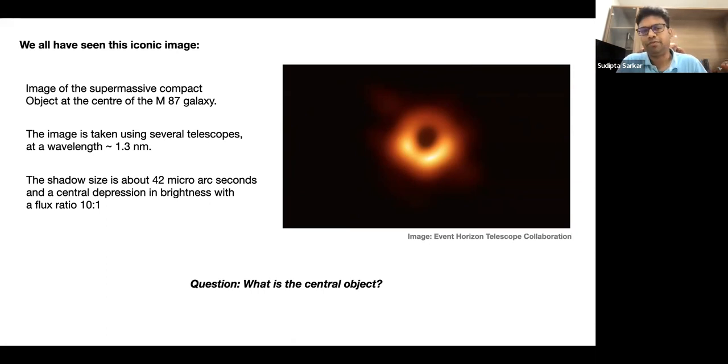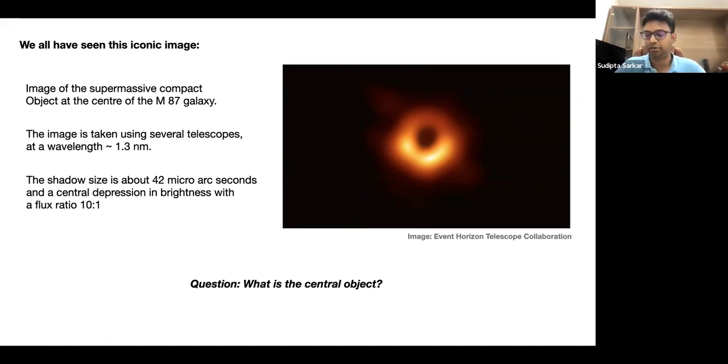It is at the wavelength of 1.3 millimeter, which is roughly an infrared image. The size of the image in the sky is about 42 micro-arcseconds. The resolution is remarkable. The sun is about half a degree, while this is 42 micro-arcseconds. That's the resolution we can achieve now with modern technology and software power. The central depression in brightness has a flux ratio of 10:1. It means in the CCD camera, the central region has 10 times fewer photons compared to the brighter region.